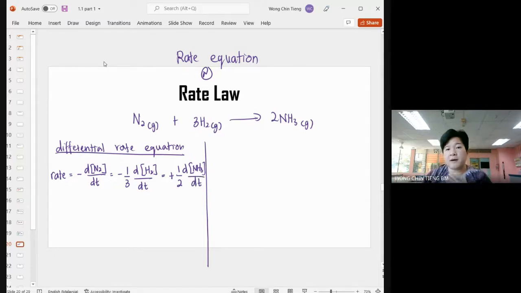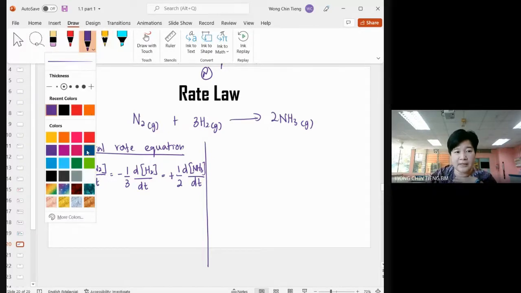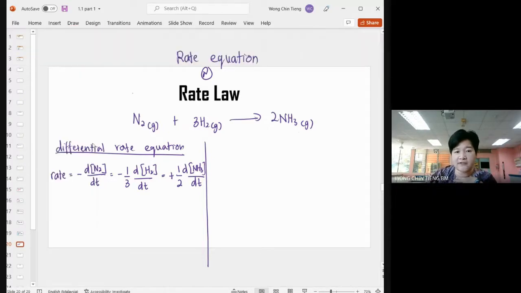Okay. My next question that we want to focus on: what happens if the question is asking for the rate law? How do I write the rate law for this equation? Anybody want to try?